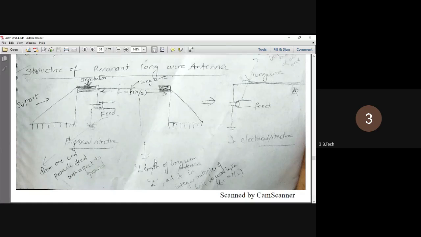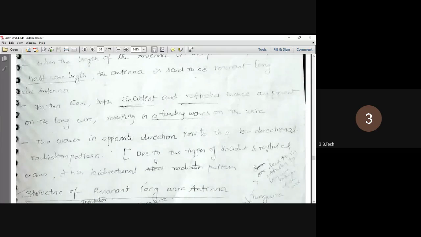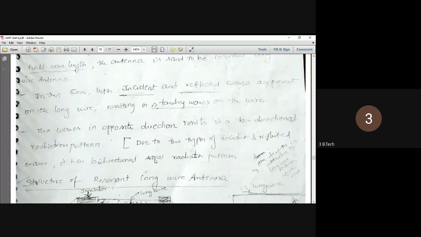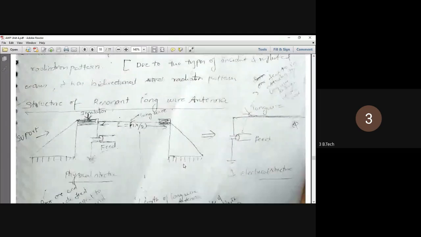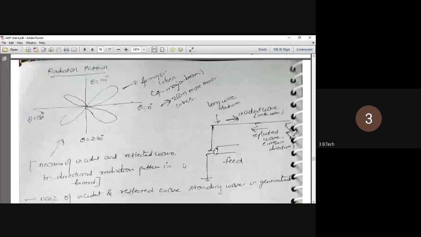So what happens here is, since the other end is not terminated with the ZL condition, both incident and reflected waves are present on the long wire. Both opposite waves are present, resulting in standing waves. So 2 waves in opposite directions result in a bidirectional radiation pattern. Due to these incident and reflected waves, it is a bidirectional radiation pattern, right? So what we can see is the radiation pattern here. Is the screen visible? Is the audio clear?